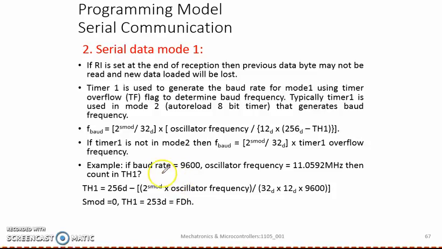So let us take an example. If the baud rate is 9600 and the oscillator frequency is 11.0592 megahertz, then what should be the count loaded into TH1? TH1 will be 256 minus 2 to the power of SMOD into oscillator frequency divided by 32 into 12 into 9600. So we will get SMOD as 0 over here. TH1 is equal to 253, which is nothing but FD in hexadecimal. This SMOD bit value is taken from the power control register.